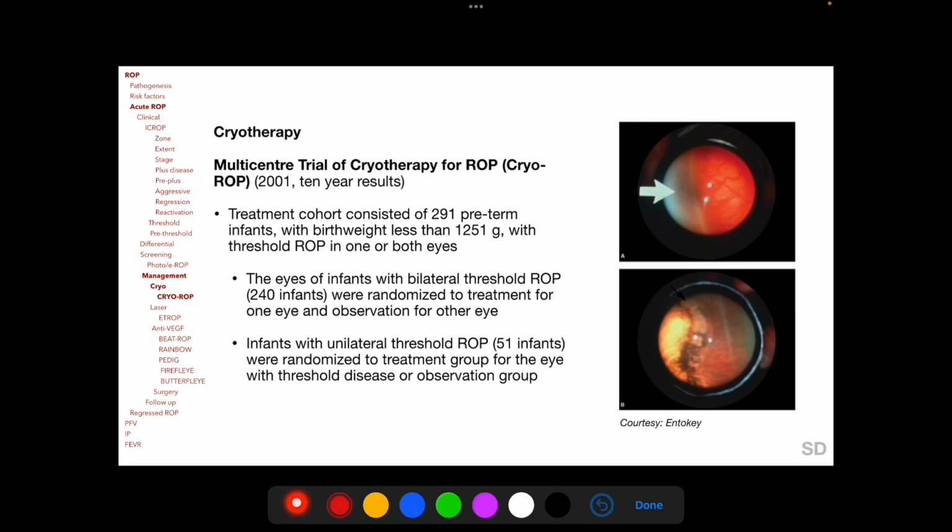We may note here that the CRYO-ROP study did not have a post-conceptional age at birth requirement for inclusion in the study.